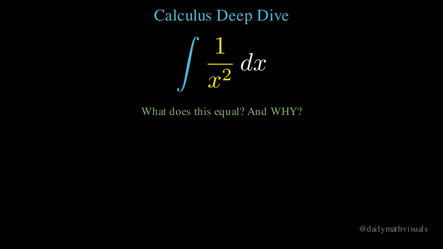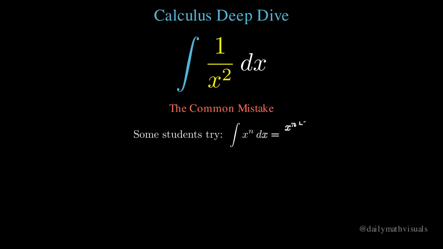Today, we're going to deeply understand one of the most important integrals in calculus, the integral of 1 over x squared. What does this equal, and more importantly, why? Let's find out step by step. Now, some students immediately apply the power rule and get negative 1 over x. And they're actually right. But do they really understand why?